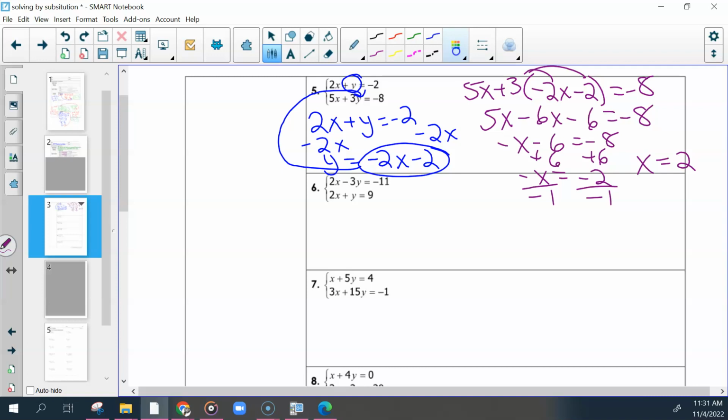But again, that's only part of it. We still need to get y. So you would take that number and put it back into, you have options. You can put it back into either of the original equations, or you can put it back into the one you solved. Either way, you're going to get the same answer. You should get the same answer as long as your math is correct.